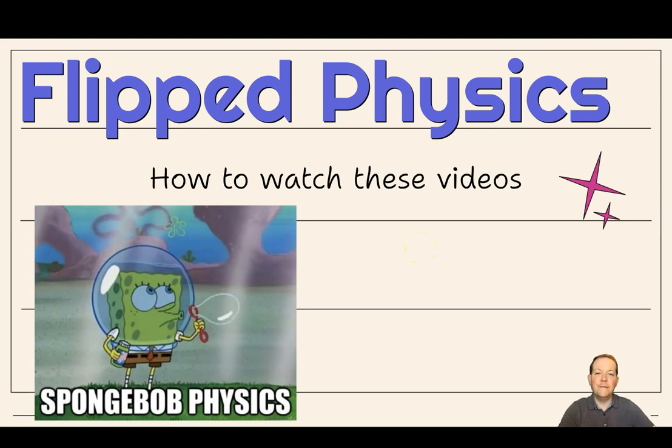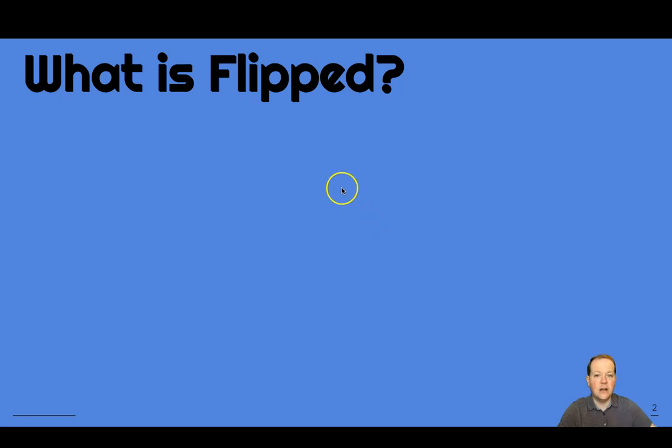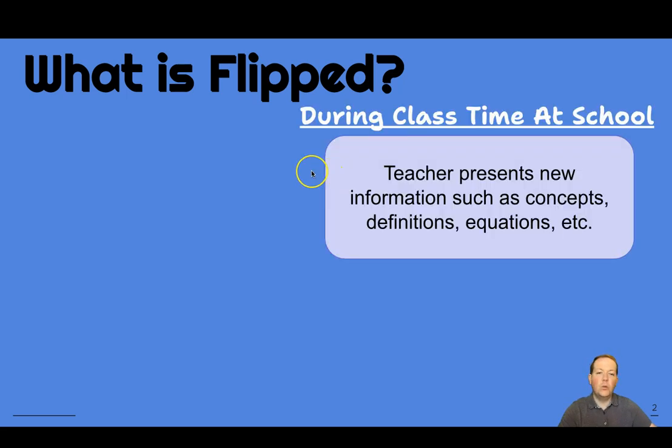This is a series of videos going into some core physics concepts. The way I have these videos structured is often for a flipped physics classroom, and so I just want to talk about what that means and my recommendation for how you approach and how you use these videos. So when I say the word flipped, what do I mean?